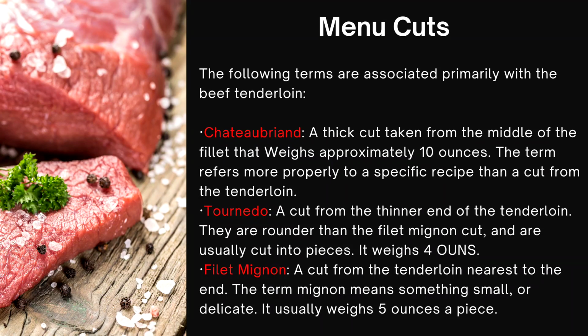Tornado is a small round piece of beef cut from the end portion of beef tenderloin, and it is usually cooked with bacon, and also served with a variety of sauces and garnish.